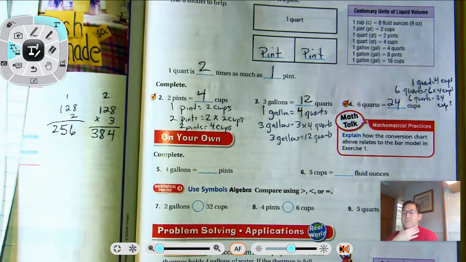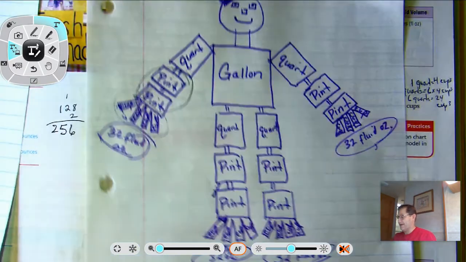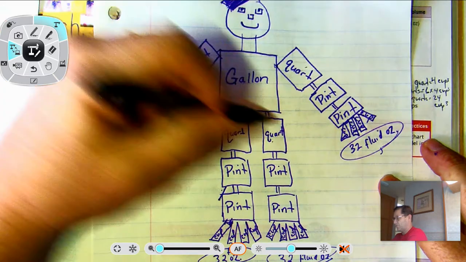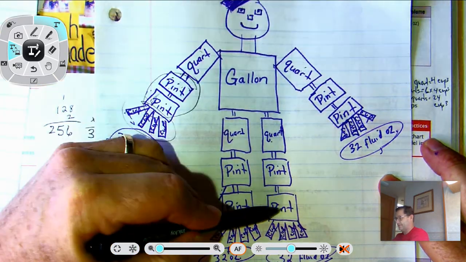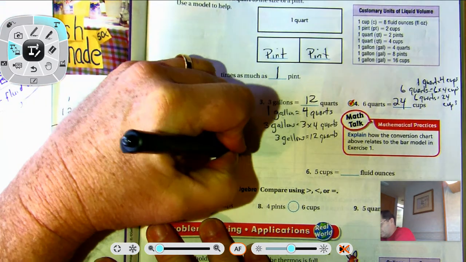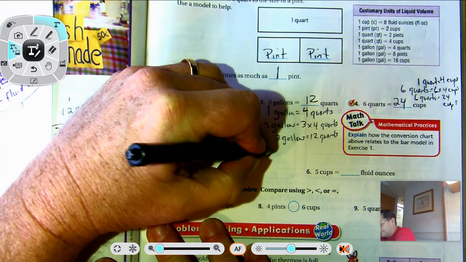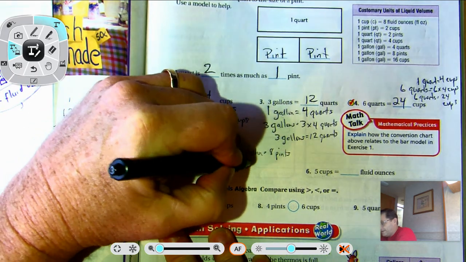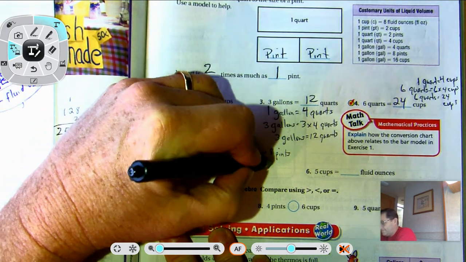4 gallons is how many pints? Every gallon has 1, 2, 3, 4, 5, 6, 7, 8 pints. So 1 gallon is 8 pints. So 4 gallons would be 4 times 8.